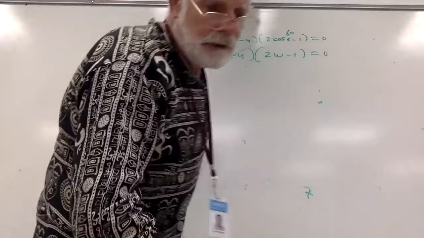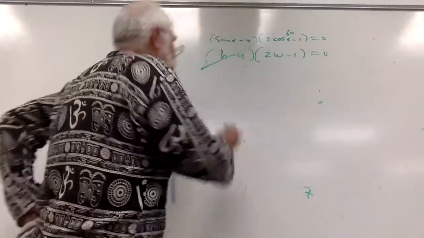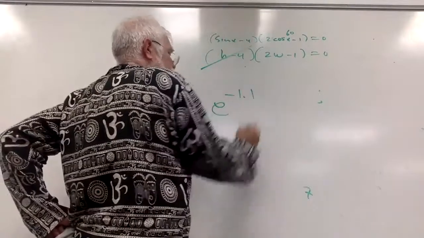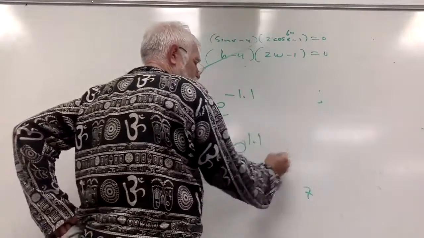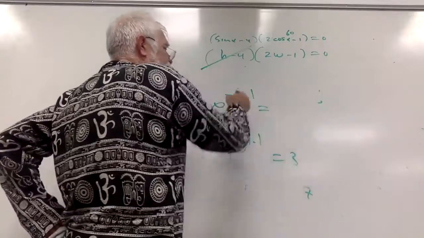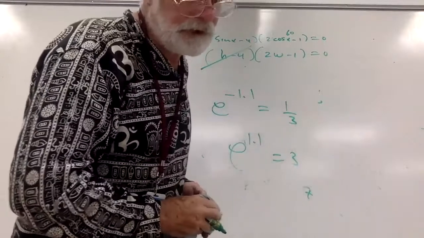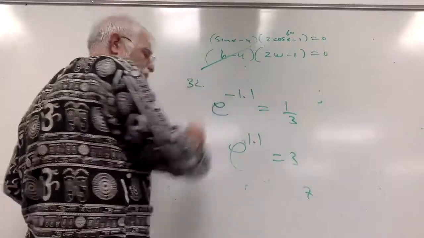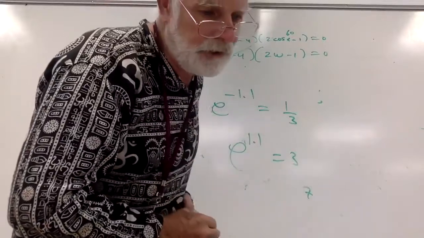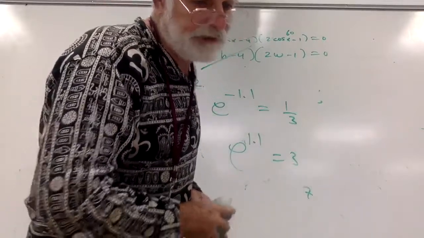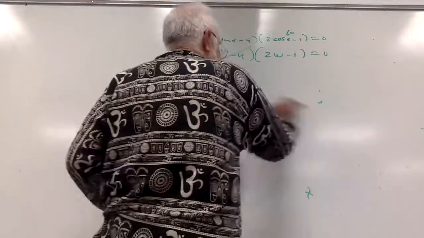Okay? E to the minus 1.1, you're supposed to have this memorized. You have e to the 1.1 memorized. That's 3. So what's e to the minus 1.1? 1/3. That was number 32. I got to put these things on the board in case you're skipping around. 33. As a product, 7x squared plus 19x minus 6.